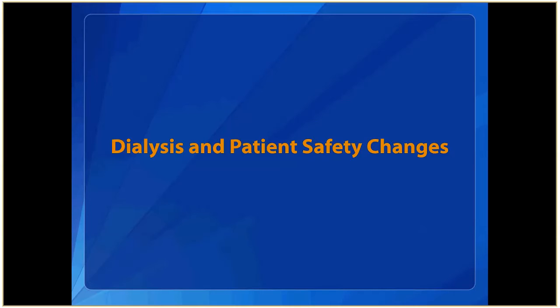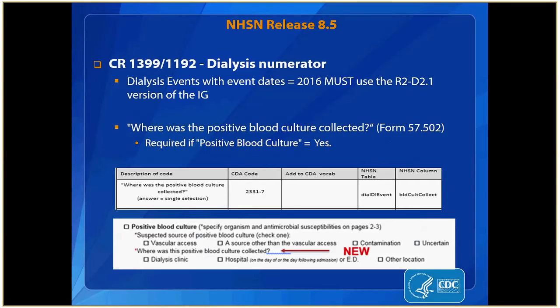Okay, the next section I'm going to cover will be dialysis and patient safety changes in regards to the dialysis numerator and clips. Okay, in regards to the dialysis numerator, this pertains to the CR 1399-1192. The dialysis CDA will transition from R2D2 1.1 to version R2D2.1. We will send out an implementation guide to the dialysis CDA creation. The next pinpoint is required if positive blood culture equals yes, whereas positive blood culture has been collected. This will be on form 57502.